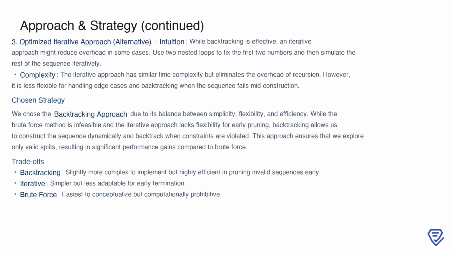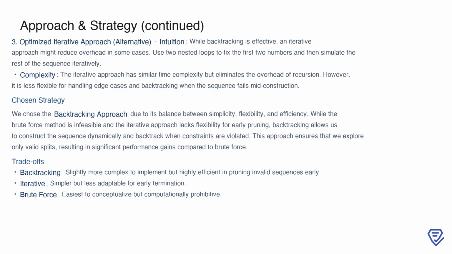There's also an alternative iterative approach to consider. Instead of recursion, this method uses 2 nested loops to fix the first 2 numbers and then simulates the rest of the sequence iteratively. While this eliminates the overhead of recursion, it comes with some trade-offs. The iterative approach is less flexible when the sequence fails mid-construction, as it doesn't support early backtracking.